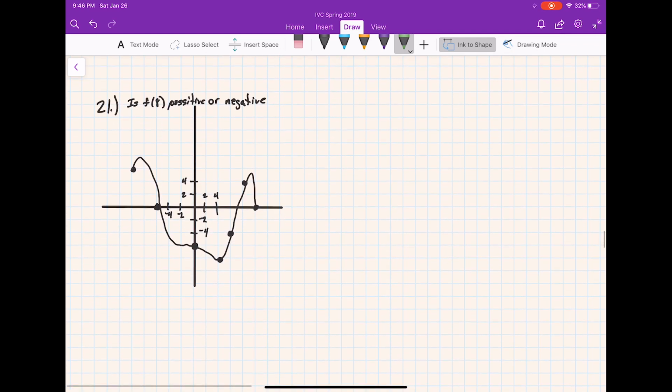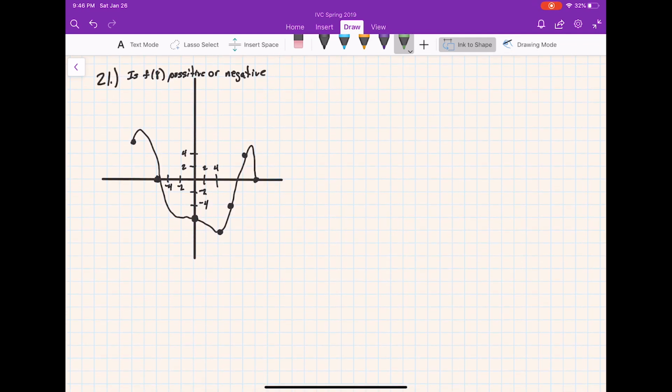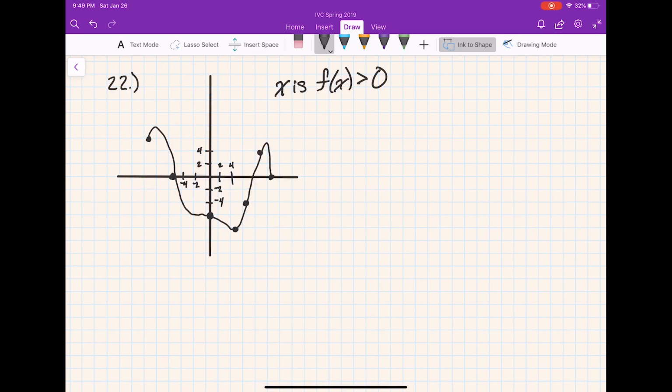So for this next one, number 21, is f of 8 positive or negative? Well, count over: 2, 4, 6, 8. Here we go, that's 8. And we see that that point is indeed positive. All right, so we'll just write positive. Put that in our little box. All right, for what numbers is f of x greater than 0?